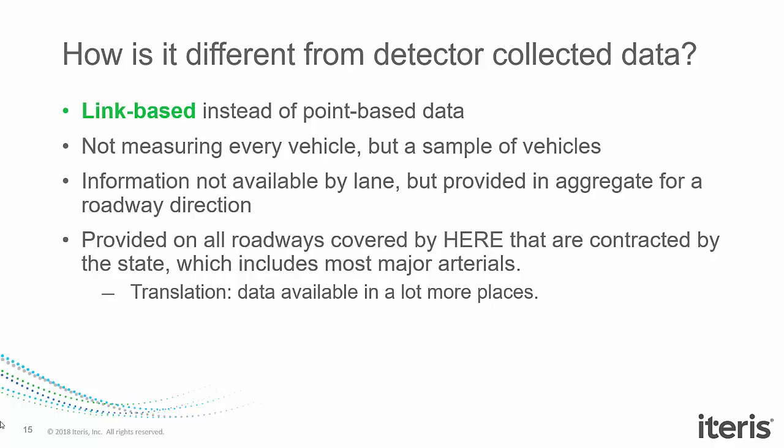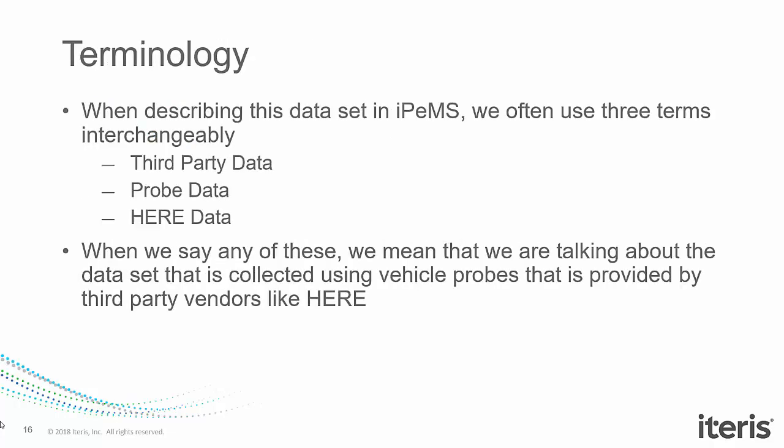And so the translation is there's data in a lot more places. Not all of it is as dense as other data because there's a lot fewer cars in some portions of your roadways than there are on others. But when congestion occurs, probes tend to find it pretty well, and so where congestion happens, you'll get some decent results, and you have data all over the place, and you can tell what that means by looking at some of the metrics.